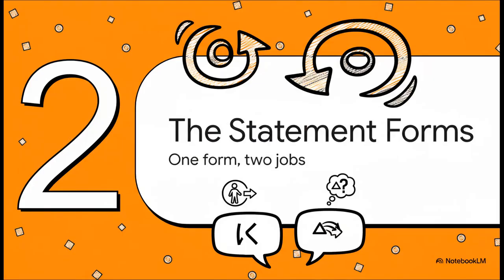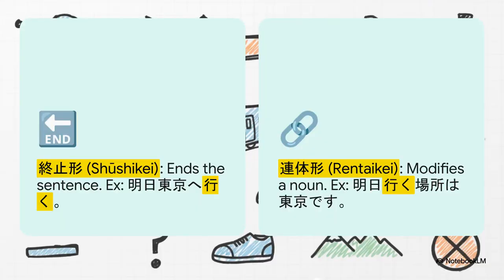All right, next section, the statement forms. Now, this is where we need to pay close attention because we're about to hit a classic stumbling block for learners. We have one form that actually has 2 different jobs. But don't worry, it's all about context. So, take a look. On both sides, the verb is just iku, the dictionary form. The only difference is its job.